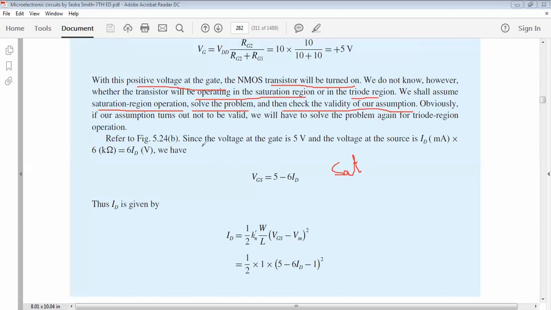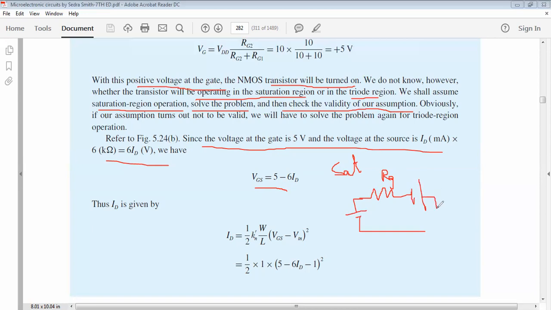Then apply KVL to the input loop to find VGS. This is the equivalent circuit: here this is RG, the gate voltage is 5 volts, and then the MOSFET with the source resistance RS. Applying KVL to the loop, we already know that IG is equal to 0, so there is no drop across resistor RG.